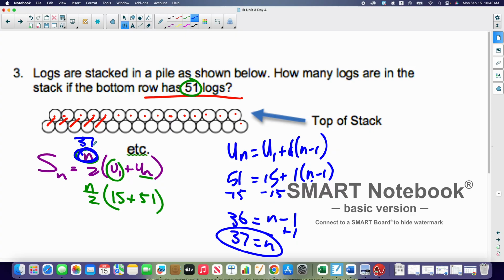So I now have everything I need to plug into my formula. I'm not going to worry about doing that by hand. I'm going to plug that into my calculator. I'm going to go 37 divided by 2, and multiply it by 15 plus 51. This is 66. And this is the total number of logs: 1,221. That is correct.